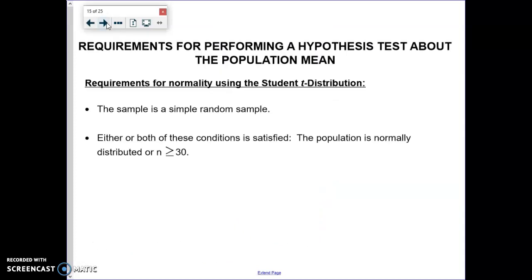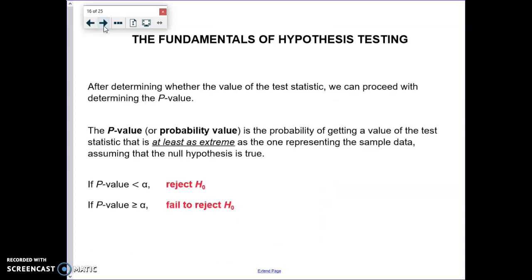So we've already checked the requirements, and I think I'm going to save this for the next video. We're going to start talking about, once you know your test statistic value, you can use it to help find something called a probability value. So that's what I'll use on the next slide, is we'll start talking about p-values, all right?